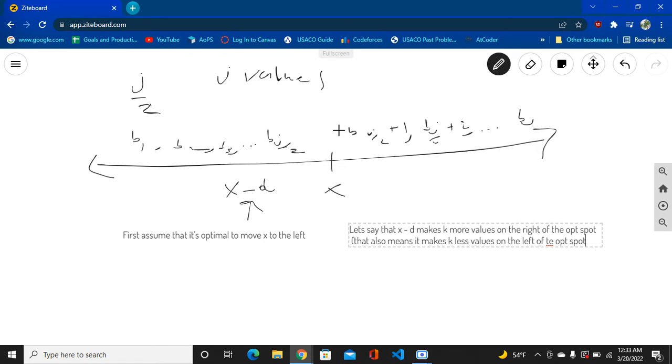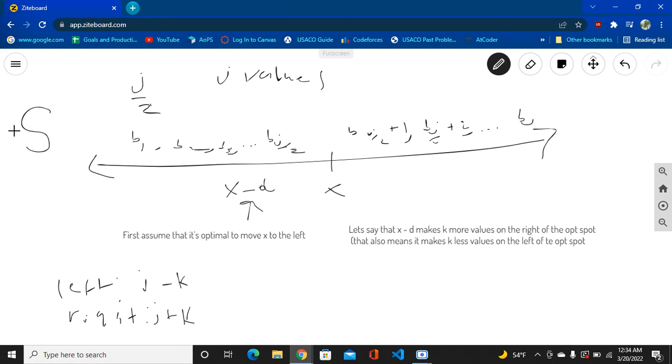So in here, there were j values to the right and j to the left. If you move to x minus d, then that might cause there to be more values on the right and fewer values on the left. Let's just say that there's k. So now on our left, we have j minus k. On the right, we have j plus k. And let's say that the sum for when x was at the median was s.